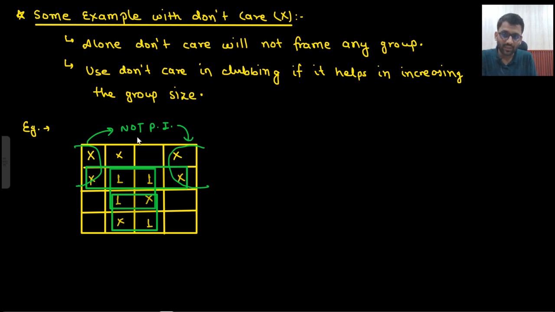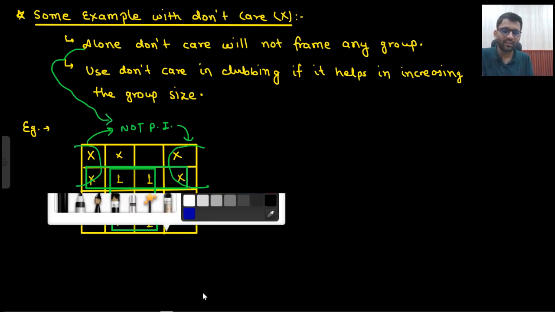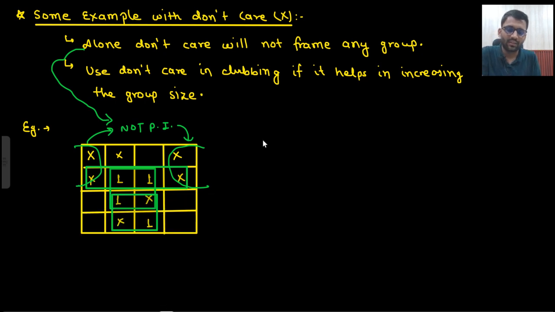So in this particular group, you are only having don't cares. So that is not a prime implicant. This is not what we want. So how many prime implicants are there? 1, 2, 3. 3 prime implicants are there.